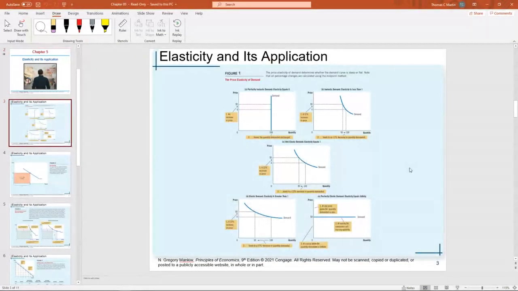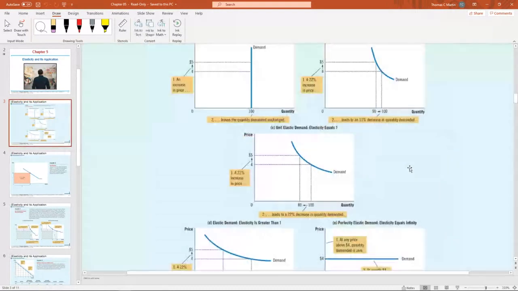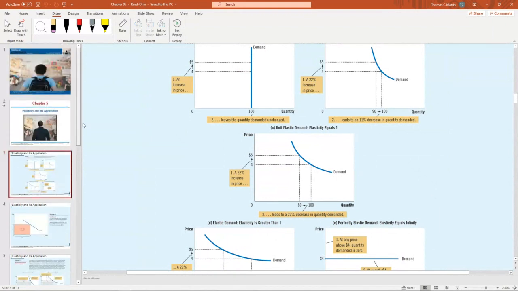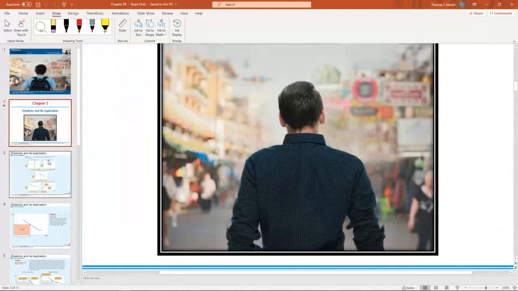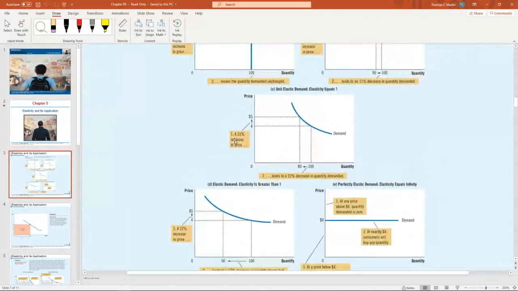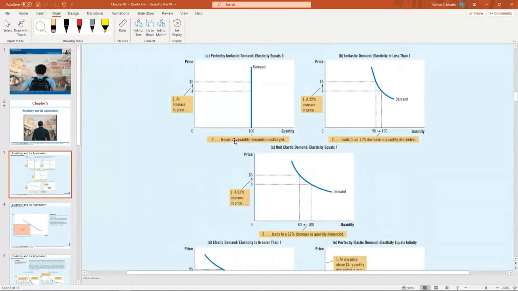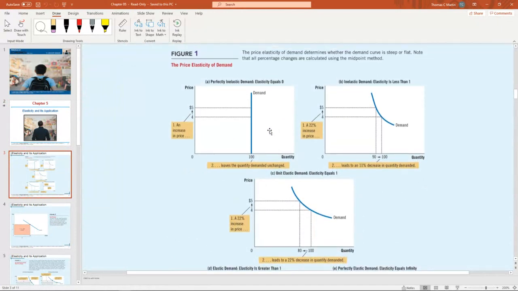Here are some elasticities, and we can see how the businesses respond and the consumers respond. And all these are for the demand curve. So on the first curve, we have a perfectly inelastic curve.